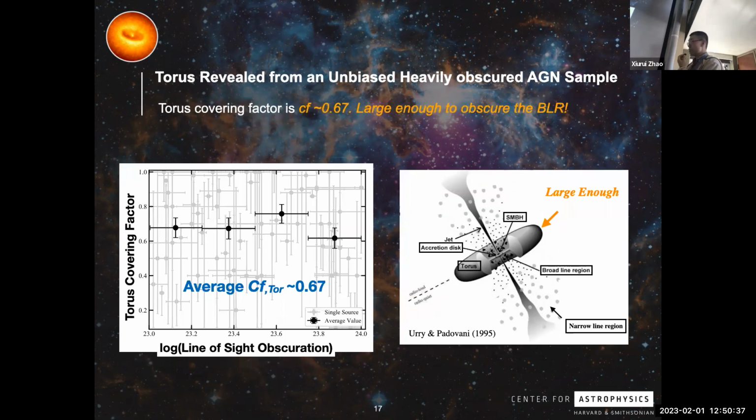And secondly, we can also extract the property of the AGN torus covering factor. And also at different line of sight column density bins, you have very similar torus covering factor, which is about 0.67, which is about 2/3. This suggests that the torus is not only thick or dense, it also covers 2/3 of the sky if you sit in the center of the AGN. So it's large enough to cover the central broad line region.